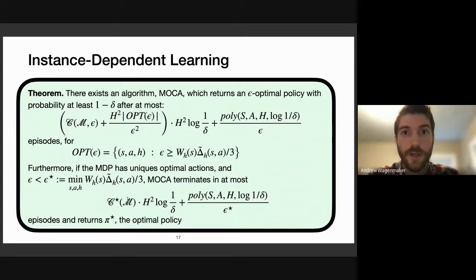So we can run this algorithm. We give it an epsilon. If epsilon is less than this, it will identify the optimal action in this amount of time, and it will output the optimal policy after this many episodes. If it can't identify the optimal policy in this many steps, then it will simply terminate after this many episodes, and it will output an epsilon good policy.